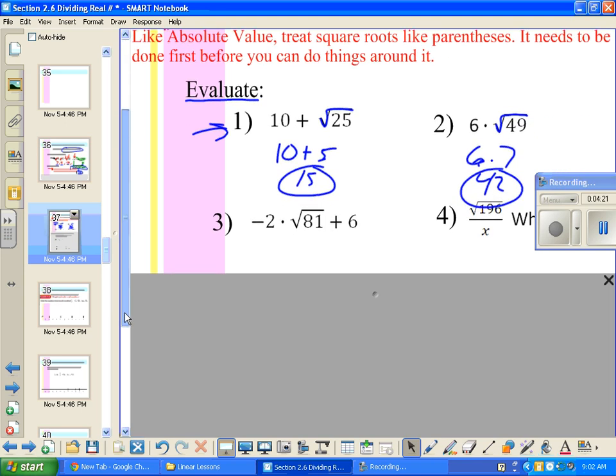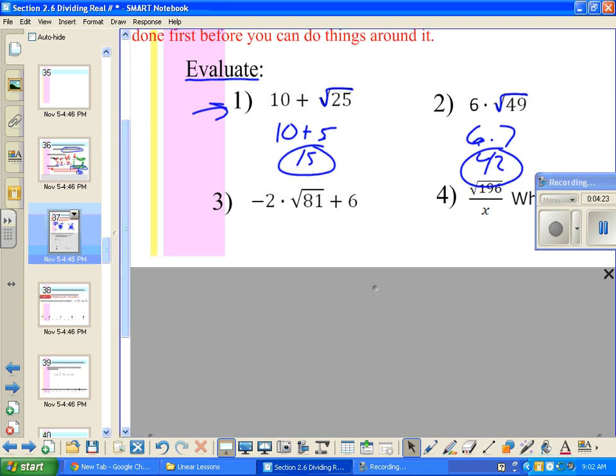Skipping down to a few other problems here. Same kind of thing though. When I have a problem where I have a square root inside of it, at some point I'm going to have to take care of that square root first and find out what that number is. We can also, this problem number 3 here, kind of like order of operations like we've done in the past, I can drop down the plus sign to remind me though that I've kind of broken this into 2 groups.